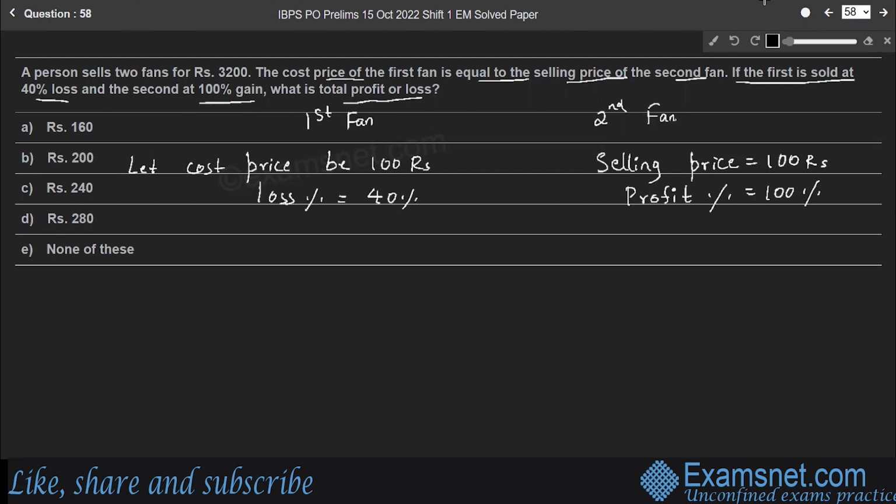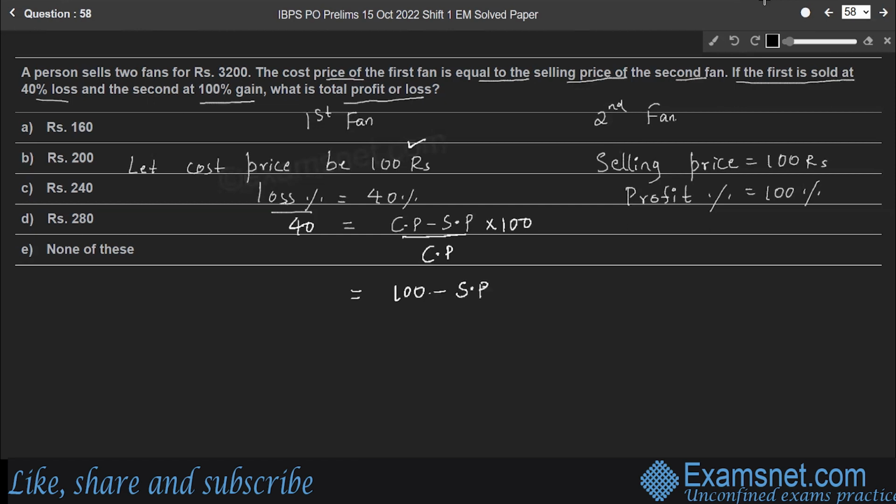Then what is the total profit or loss? In the first case, there is a loss of 40%. Whenever the cost price is greater than the selling price, there will be a loss. Therefore, the loss percentage can be written as the difference between cost price and selling price over the cost price, into 100. Here the loss percentage is 40. What is the cost price according to our assumption? 100 rupees is the cost price minus the selling price.